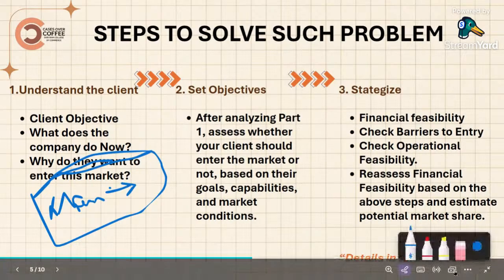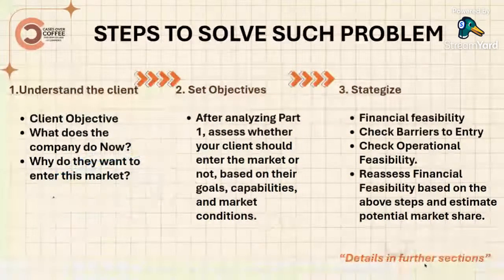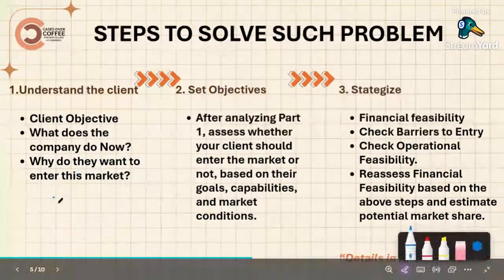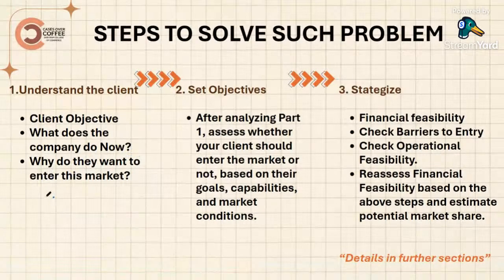But let's say the example that I mentioned initially, Reliance. They are a retail giant and they are entering into the FMCG. So in this, there is more barrier because they have the existing big players in the market like HUL, Nestle, and so on and so forth. So the very first thing that you need to do is to understand about the client. What is the client actually doing, and why do they actually want to enter into this market?